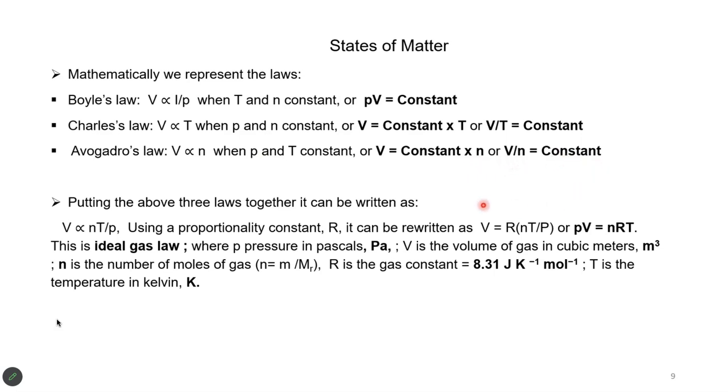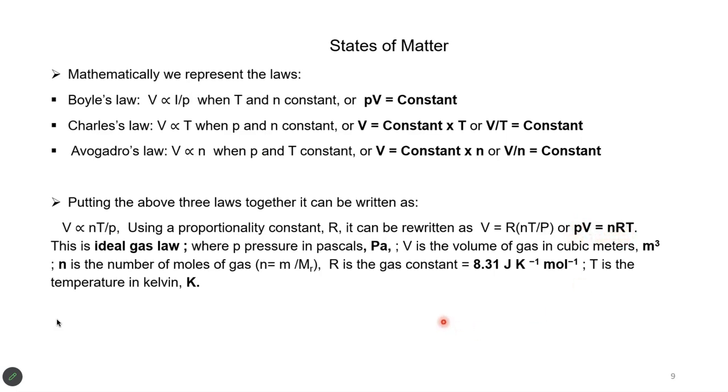If we put all these laws together, we come out with the ideal gas equation. Volume is directly proportional to n into T, and inversely proportional to pressure. Using a proportionality constant R, we can write V is equal to R n T by P. So we come out with PV is equal to nRT.